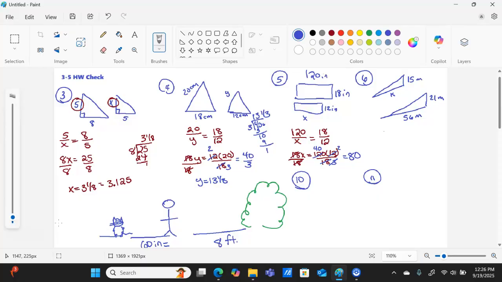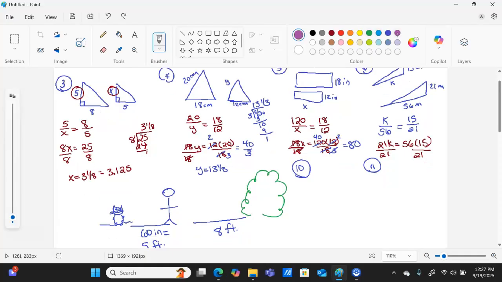On this one, K and 56 are in the same position, and 15 and 21 are in the same position. Cross multiplying, 21K equals 56 times 15. Again, noticing that the 21 and the 15 are both multiples of 3, I'm going to leave them separate.